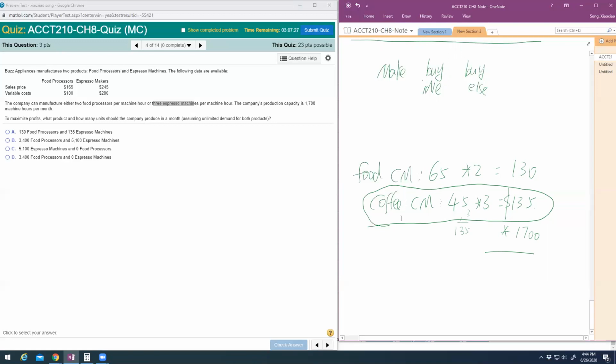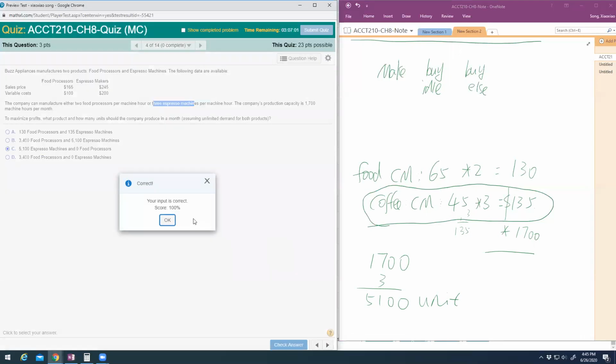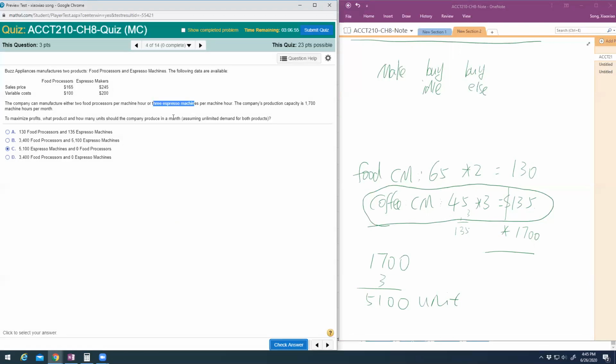Okay, so we should focus on coffee maker. In 1 hour we produce 3 units, so we should produce 5,100 units of coffee maker, and then 0 of food processor. I believe I want to choose multiple choice C. Let's see whether I'm correct. Yes or no. Oh yeah. Oh my goodness. I'm the best. Okay, you got it, right?